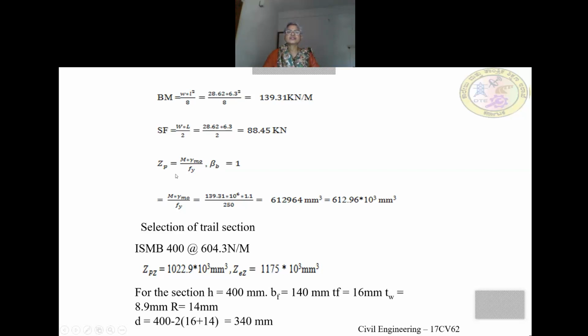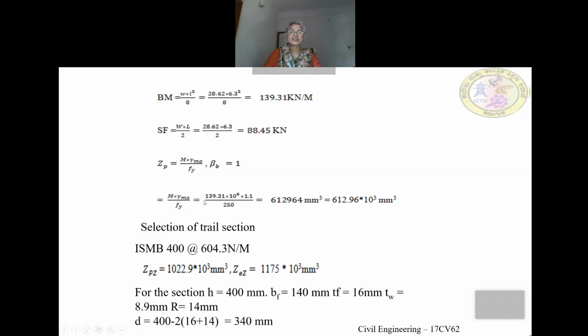And from the equation which is given in the code book, which we have already discussed, MD is equal to Zp Fy divided by gamma M naught. From that we are writing Zp is equal to M into gamma M naught divided by Fy, where beta B value is 1 because it is assumed as a plastic section. In the beginning, we'll take it as a plastic section, and we'll calculate the Zp.